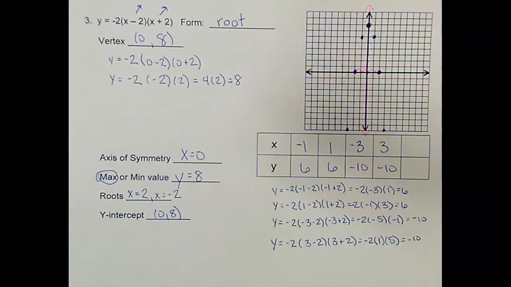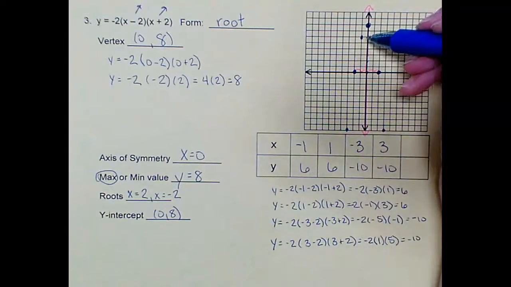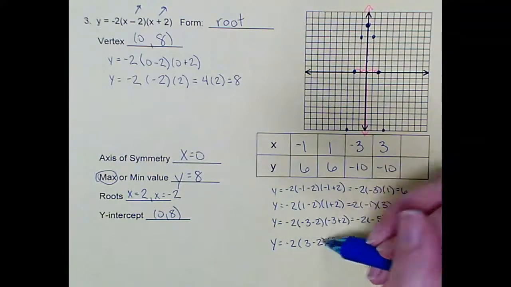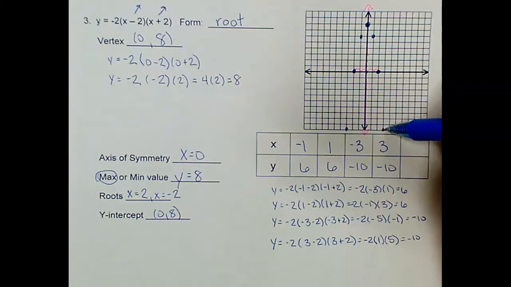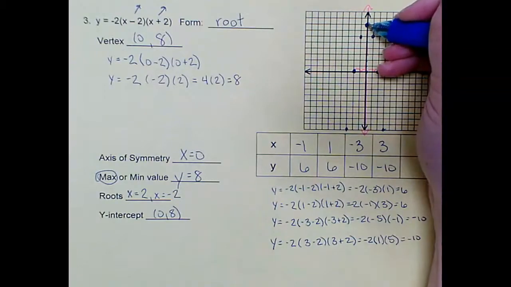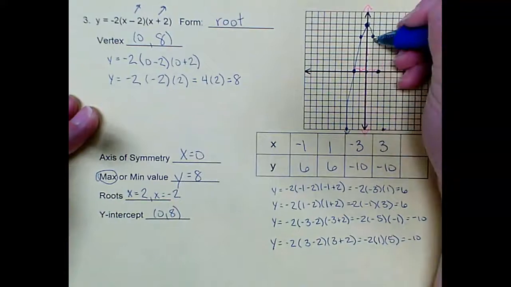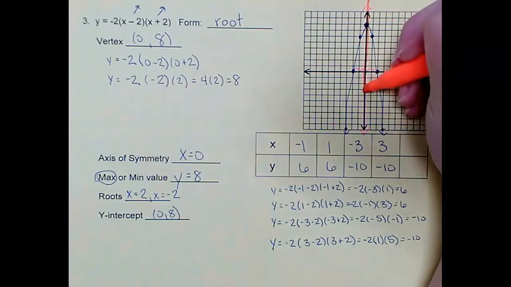So I have corresponding y values for negative 1 and 1. I have them as 6. So I plotted those points here, and that fits nicely with what I have on my graph already. And then if I substitute negative 3 and 3 into my equations, I end up with negative 10 both times. So that ends up down here, which also fits nicely with the points I have. So I'm going to go ahead and draw in my parabola. It's a little wobbly, but that's okay. I'm going to highlight my axis of symmetry.